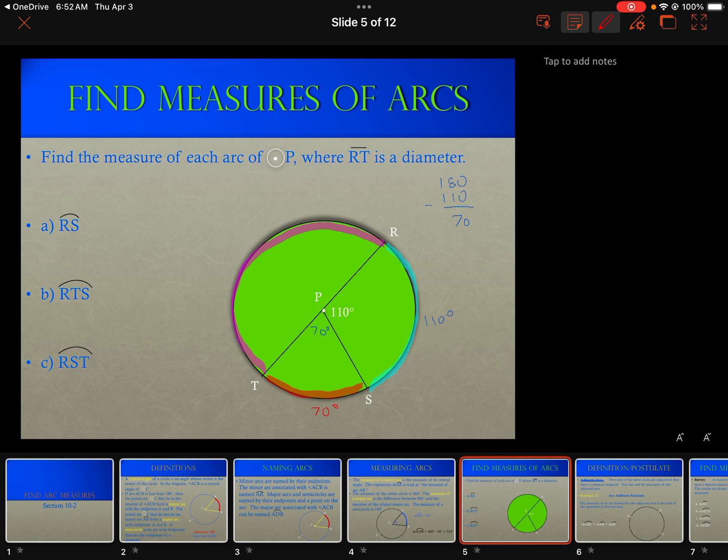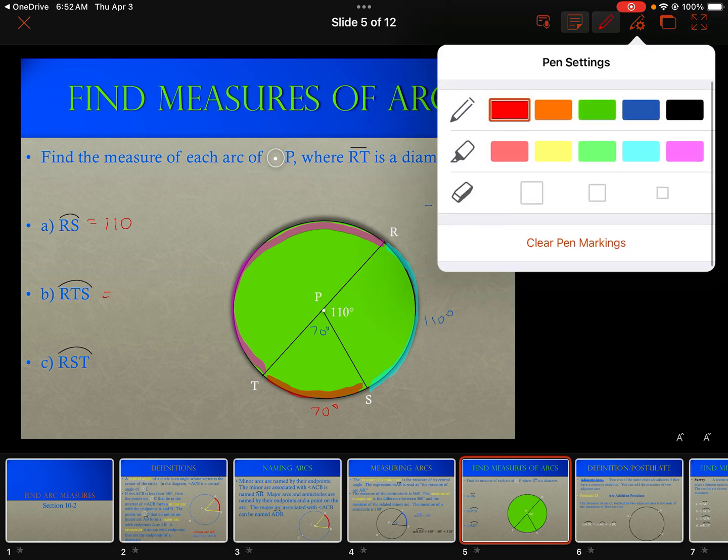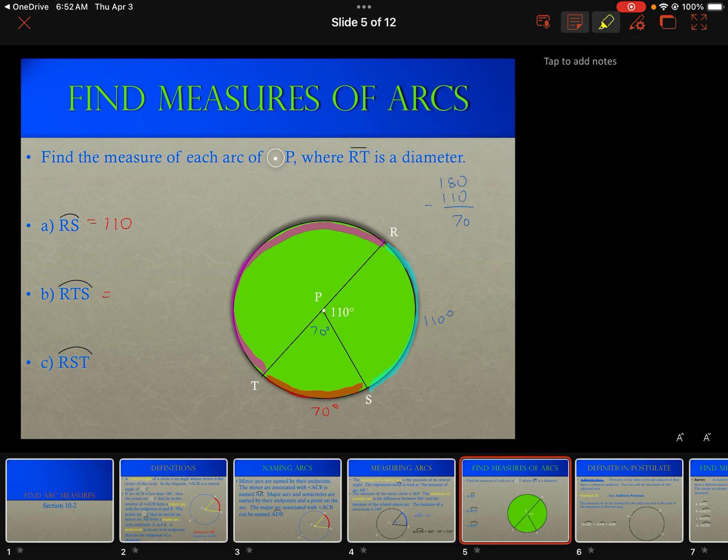What's the measure of arc RS? It's 110. What's the measure of arc RTS? Okay, now watch this. I'm going to use a different color here. I'm going to use yellow if it shows up well. I'm going to start at R. I'm going to go towards T. And I'm going to stop at S. What's the measure of that big yellow arc?